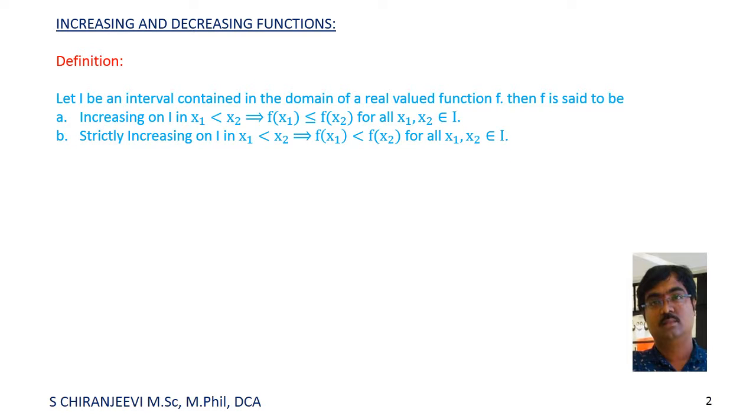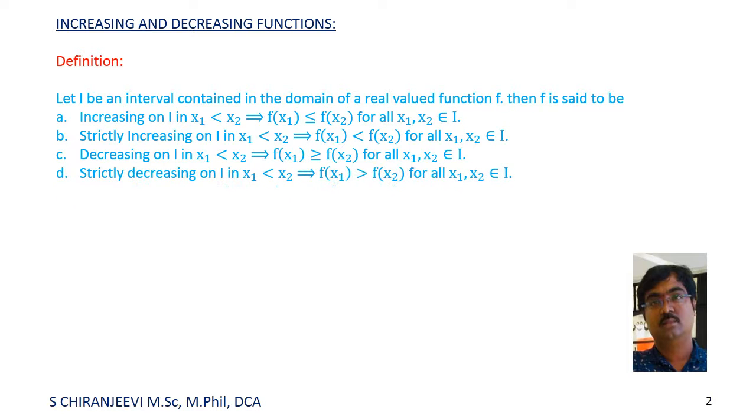Second one, strictly increasing on capital I if x1 less than x2 implies f of x1 less than f of x2. Third one, decreasing on capital I if x1 less than x2 implies f of x1 greater than or equal to f of x2. Strictly decreasing on capital I if x1 less than x2 implies f of x1 greater than f of x2.